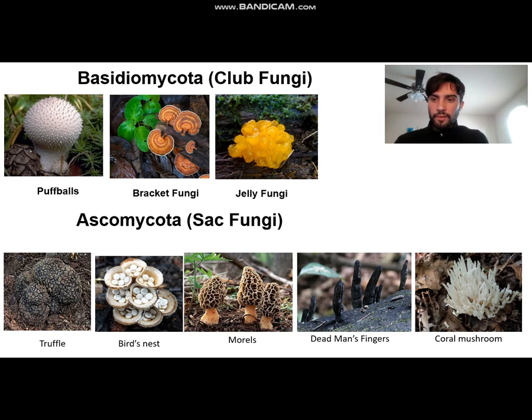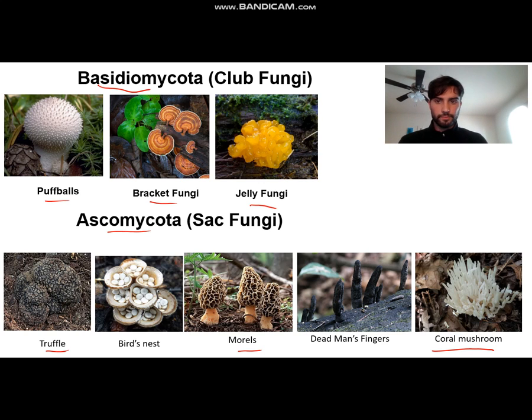So we have these two main groups, the most advanced fungi. We have the Basidiomycota, which include puffballs, bracket fungi, jelly fungi, and the fungi that you eat normally. And then we have Ascomycota, which include truffles and morels and coral mushrooms.